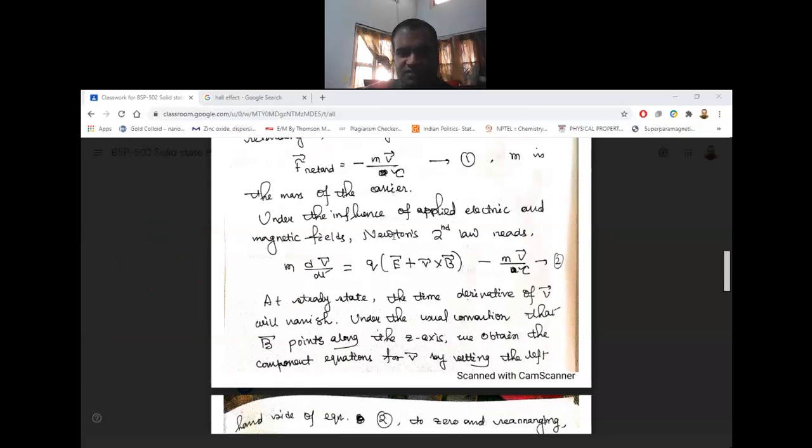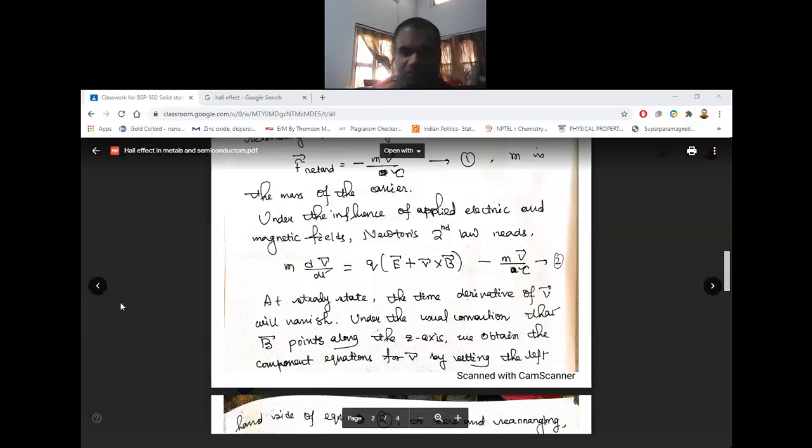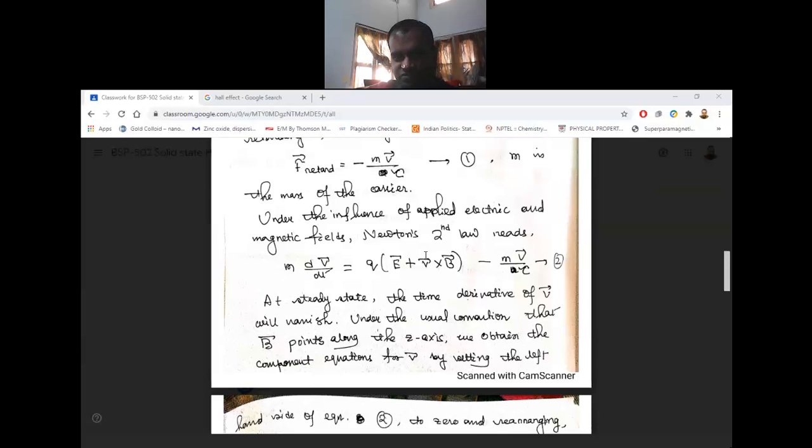Now, under the influence of applied electric and magnetic fields, Newton's second law becomes, so in the Hall effect we have both electric and magnetic fields acting on the material. In that case the total force will have components of both electric and magnetic fields, which is given by m dv/dt equal to q times (E plus v vector cross B vector). This is the Lorentz force, we all know this first quantity.